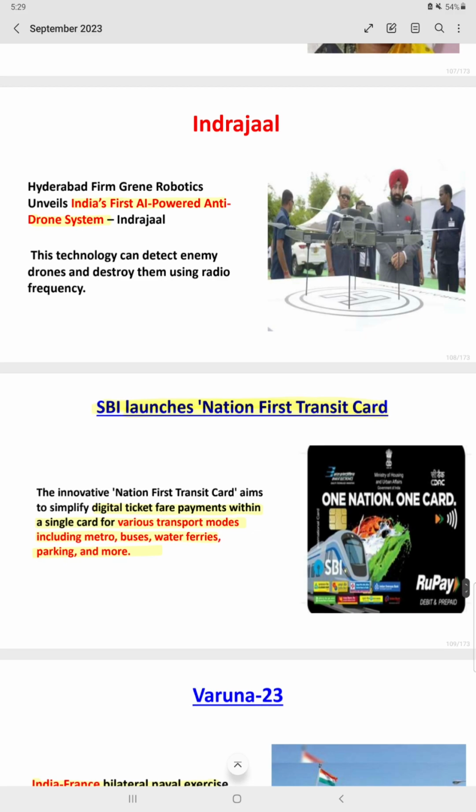Then we have Indrajal. What is this Indrajal? This Indrajal is basically an anti-drone system. There are many incidents where terrorists are sending guns, drugs, and all through drones, because radar cannot catch it as it is flying at very low altitude. So they need an anti-drone system. For that, India's first AI-powered anti-drone system is Indrajal.